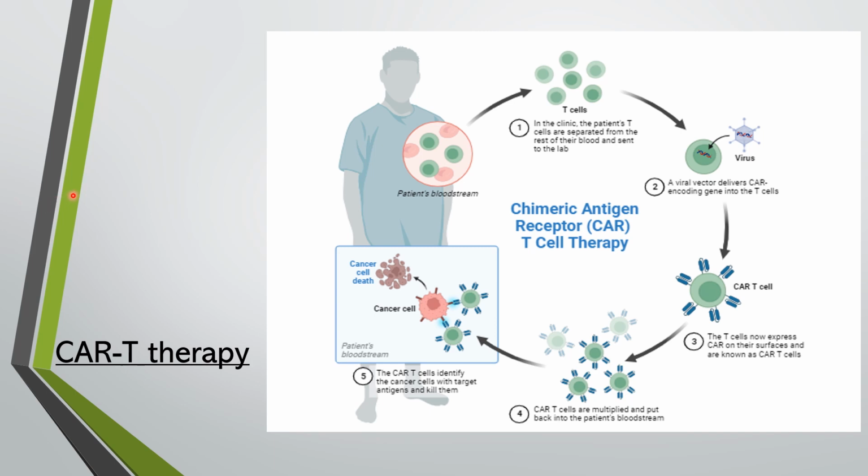So as we can see here in that image, CAR T therapy is mainly split into 5 main steps. Okay, so it starts with taking the T cells from the patient, infecting them with a specific virus, and then creating the CAR T cells, and then expanding them, and then putting them back in the patient. So we will cover each step, and we will understand how each step is very important in that process.